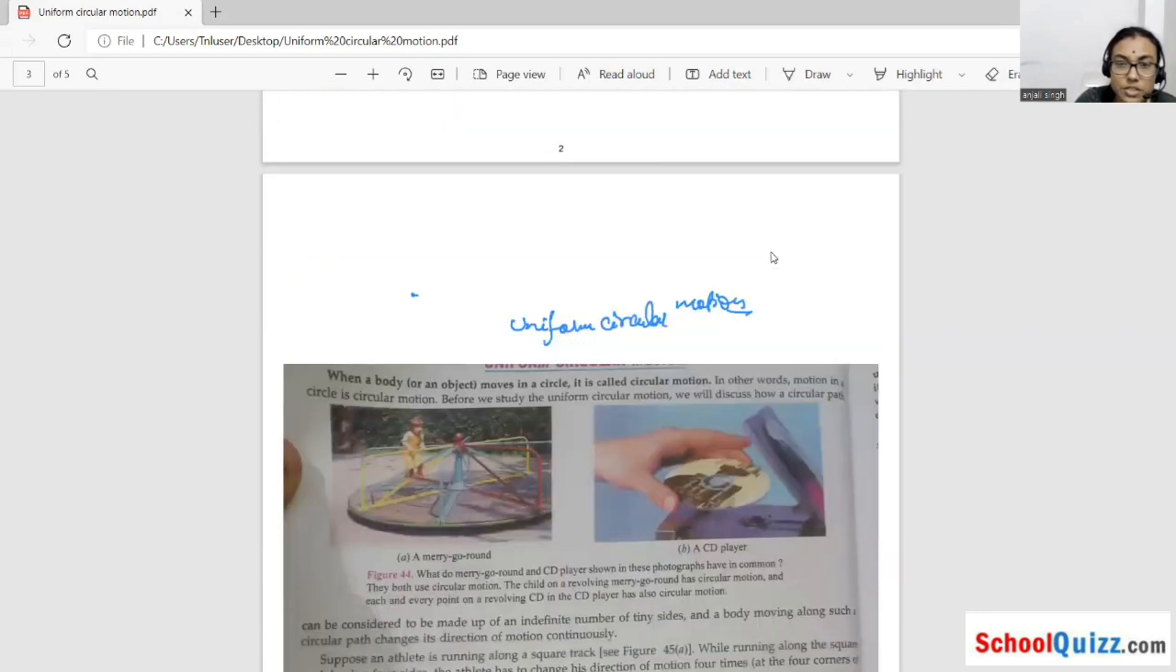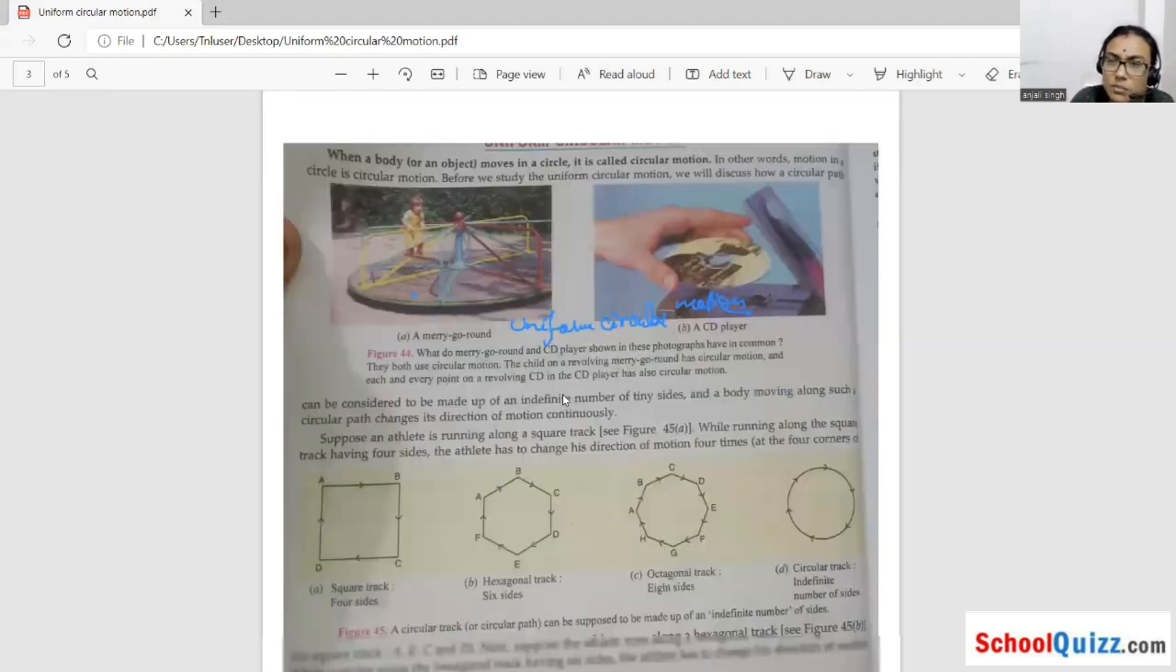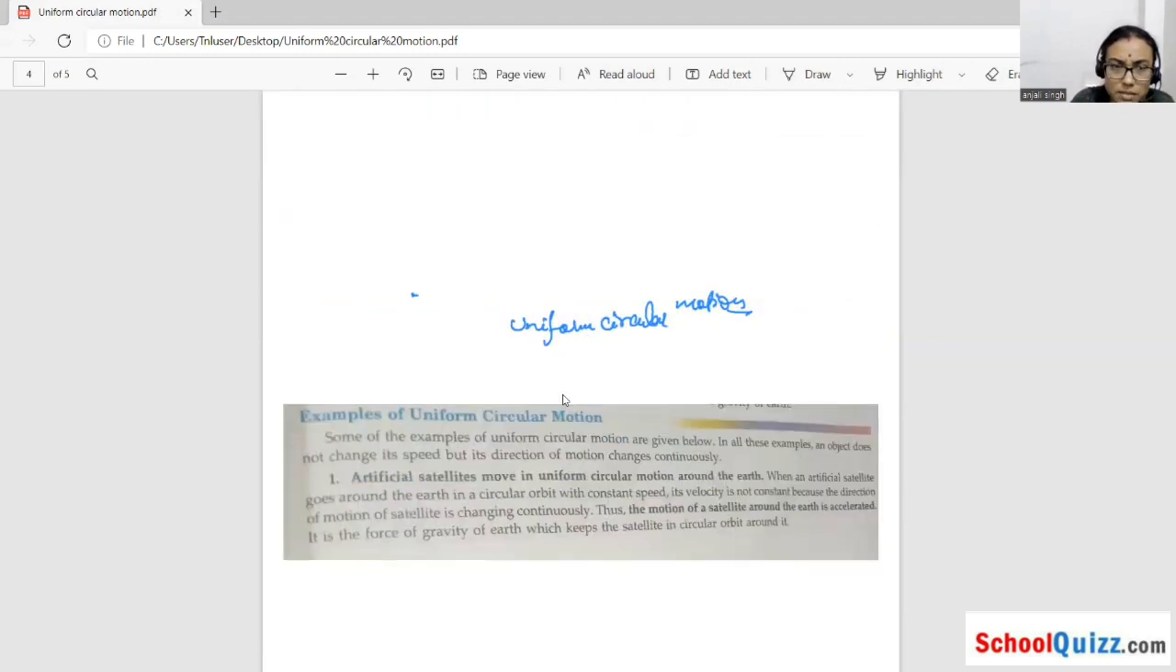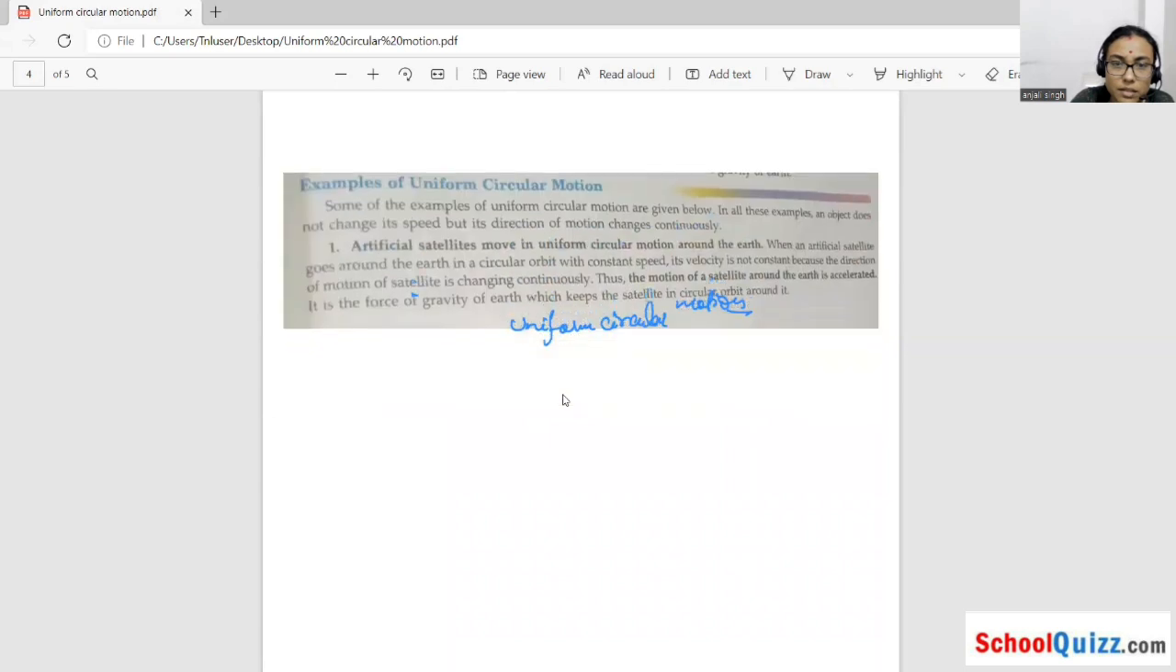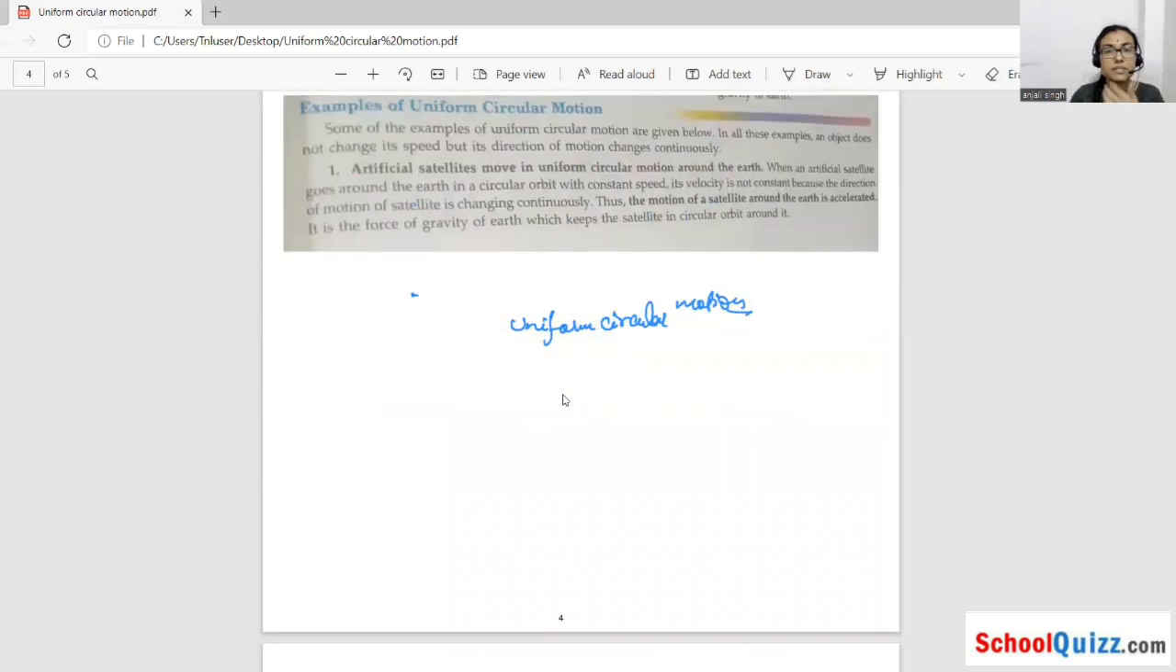Okay, and the definition is: when an object moves in a circle, it is called uniform circular motion. Any object which moves in a circle, that is uniform circular motion. I think that is clear to you. Now we'll move towards more examples. The first is: an artificial satellite moves in uniform circular motion around the earth.